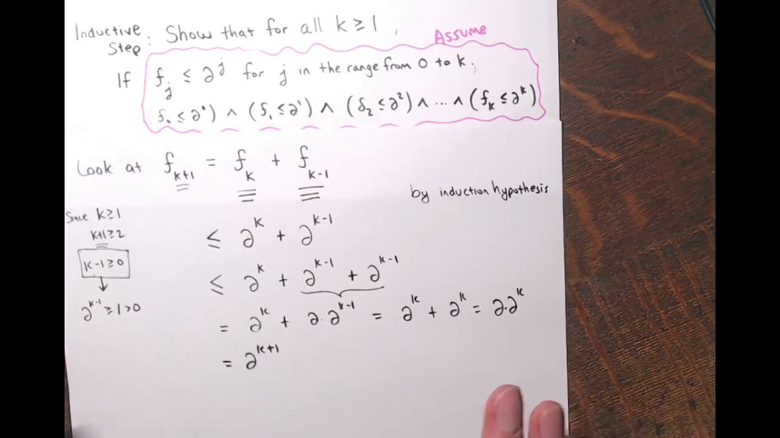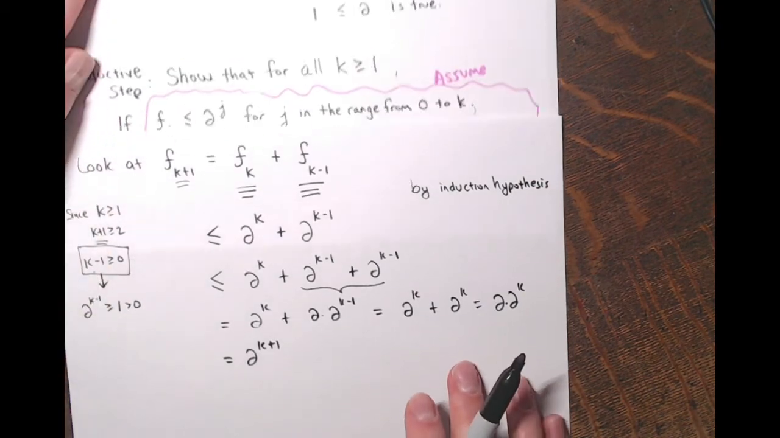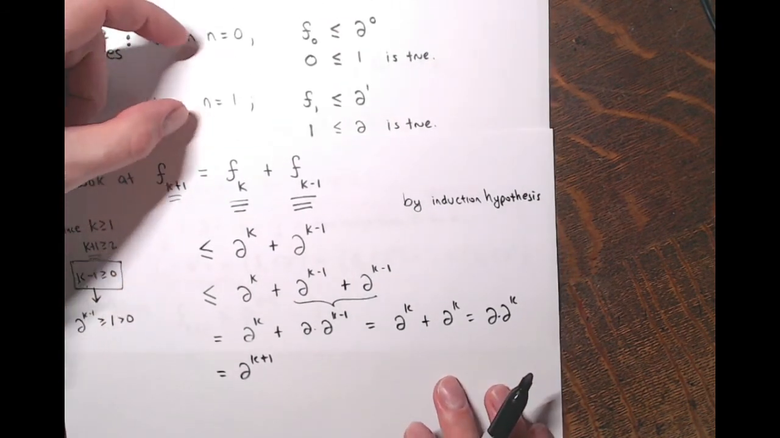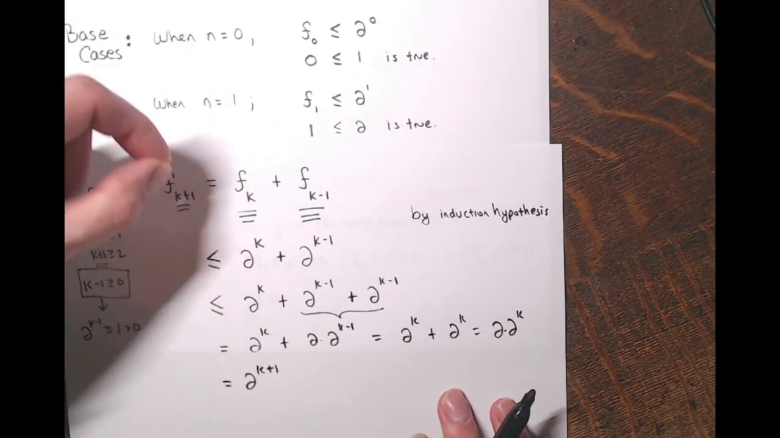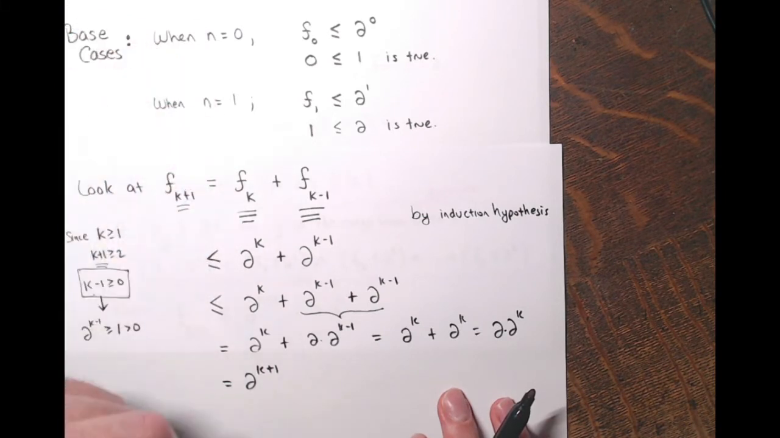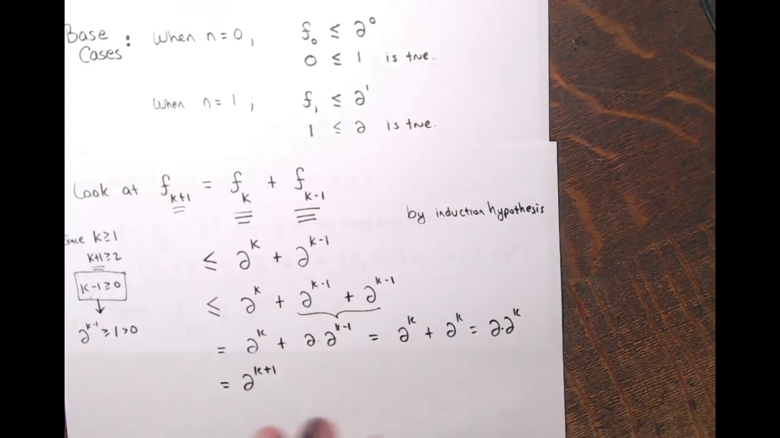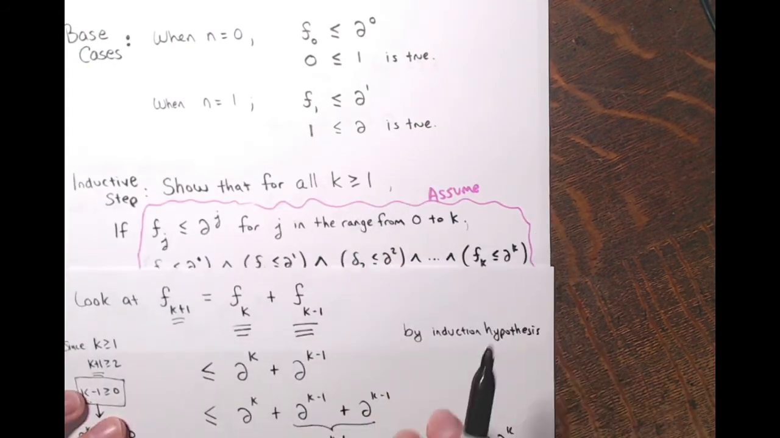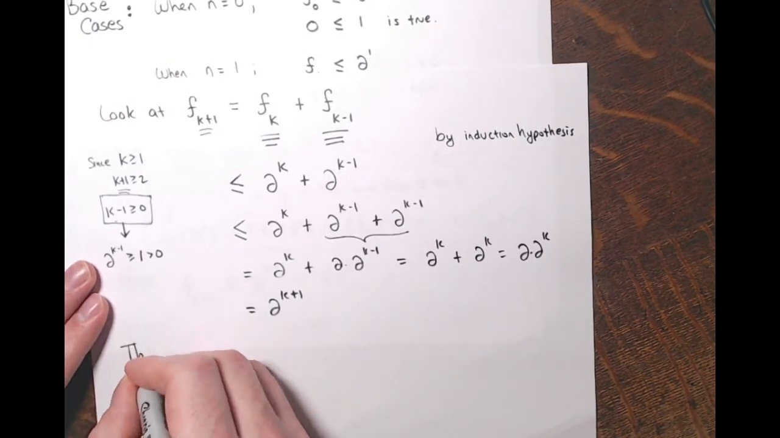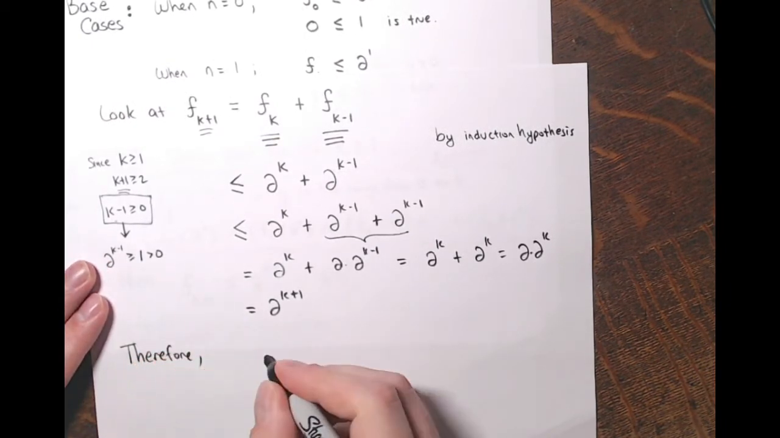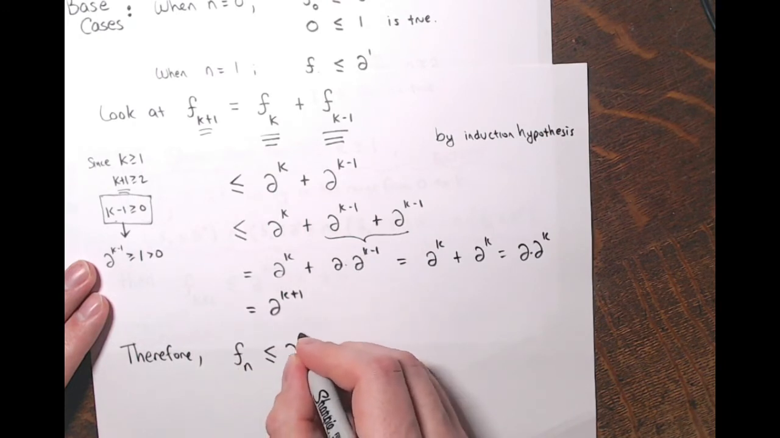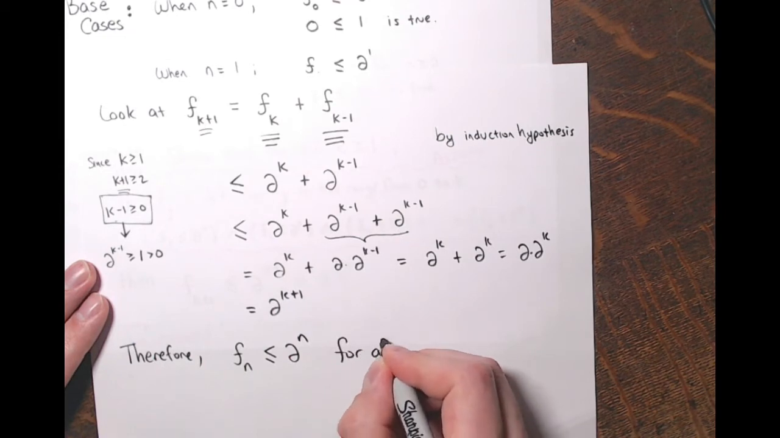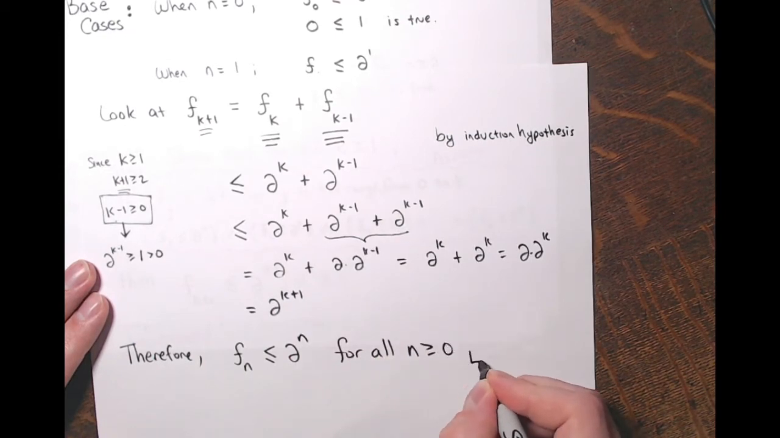And since we've shown the base cases, that it's true for 0 and true for 1, by our induction step, if it's true for 0 and 1, it must be true for 2. If it's true for 0, 1, and 2, it must be true for 3. If it's true for 0, 1, 2, and 3, it must be true for 4, and so on and so forth. So the statement must be true for all integers greater than or equal to 0. Therefore, the nth Fibonacci number is less than or equal to 2 to the nth power for all n greater than or equal to 0. And there's the end of our proof.